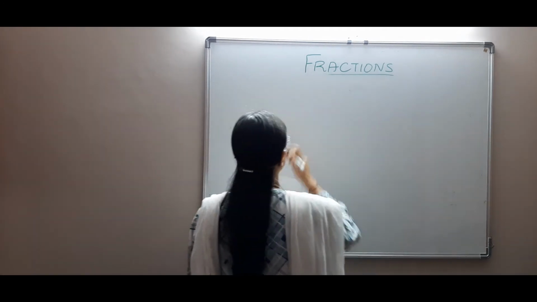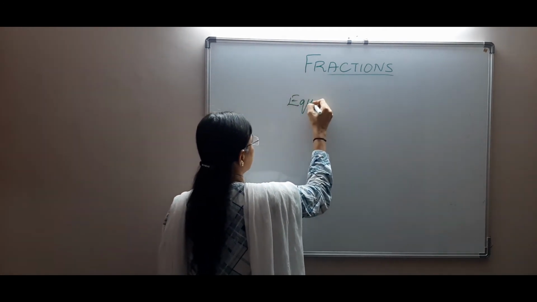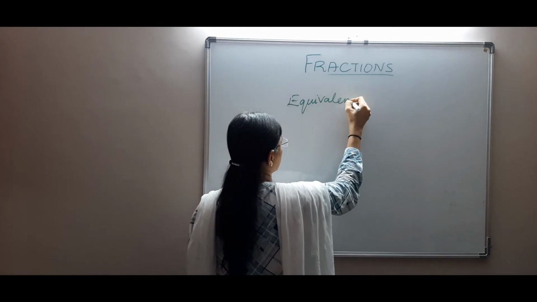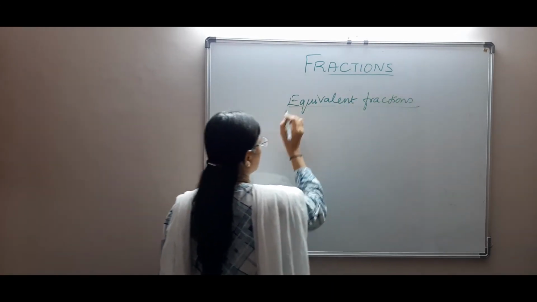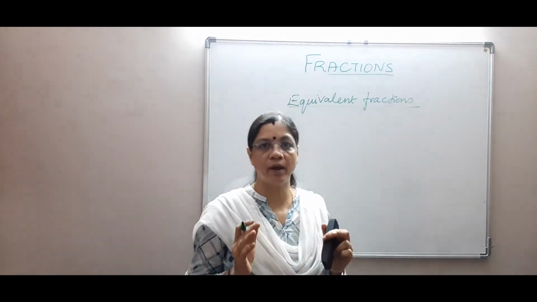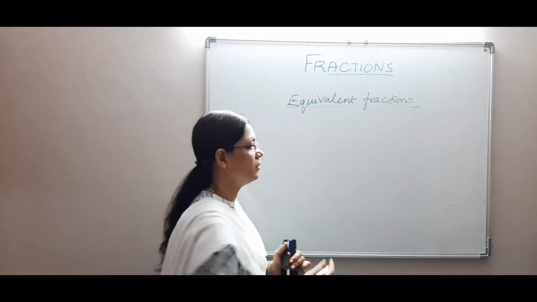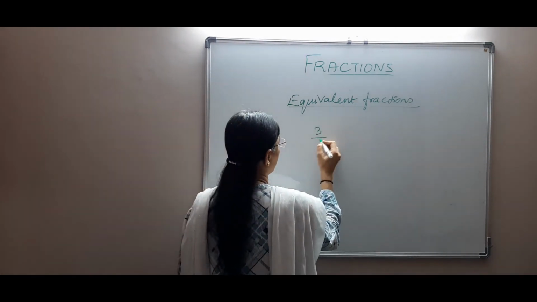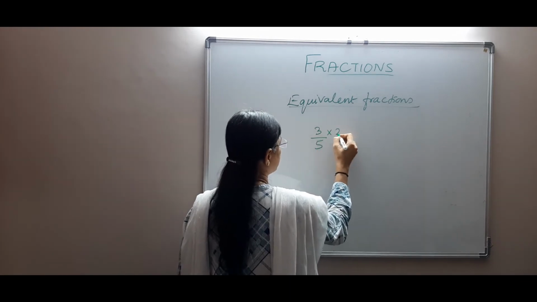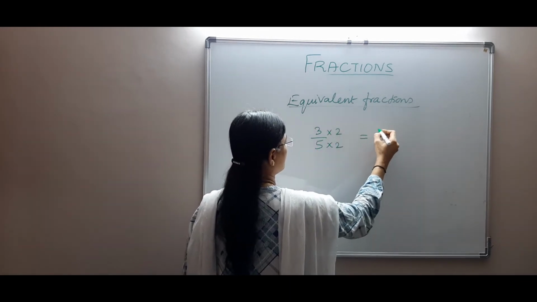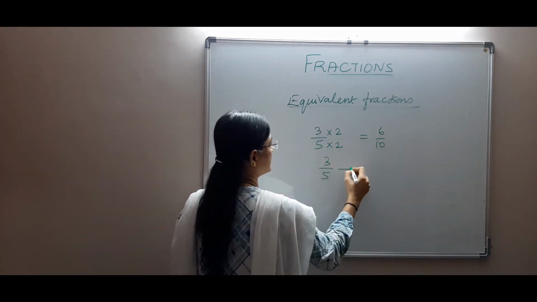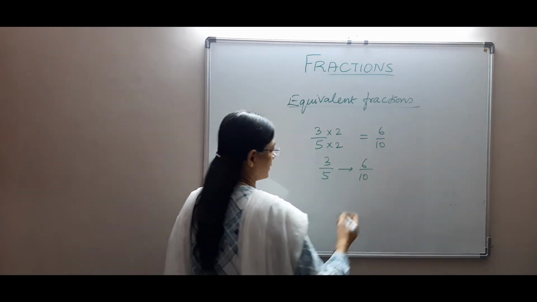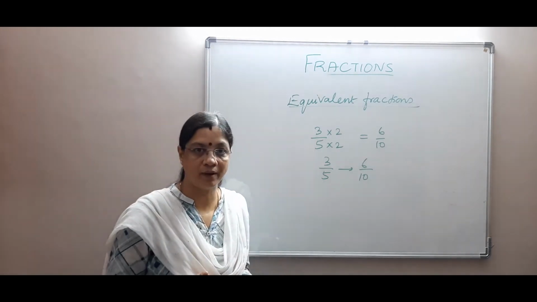Next, I want to tell you one thing which we have missed, about equivalent fractions. So what are equivalent fractions? When a fraction is given, I can write equivalent fractions by multiplying with the same number. See, 3 by 5 into 2 by 2 will give you 6 by 10. So I say 3 by 5 is equivalent to 6 by 10. Isn't it? These two are equivalent fractions.